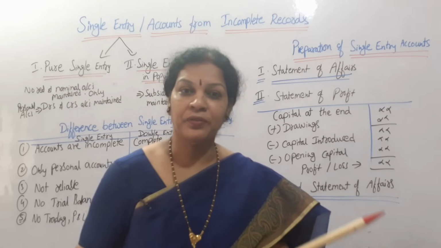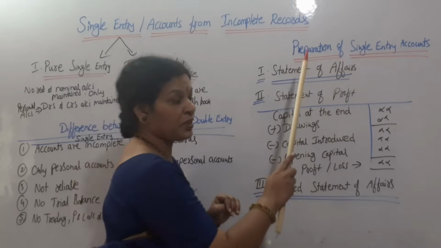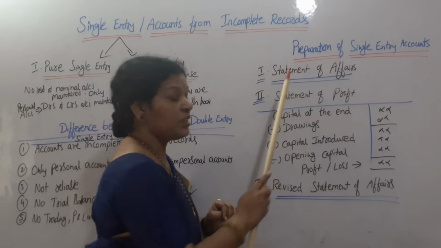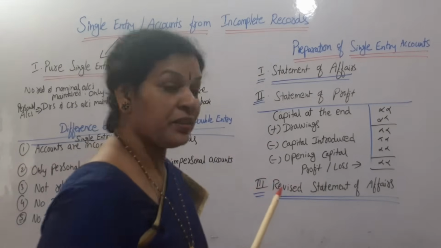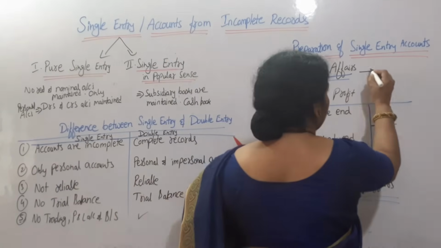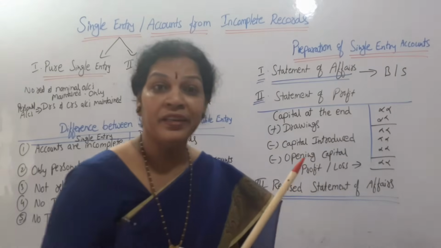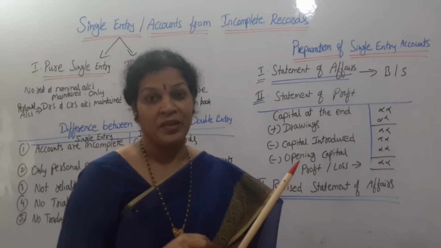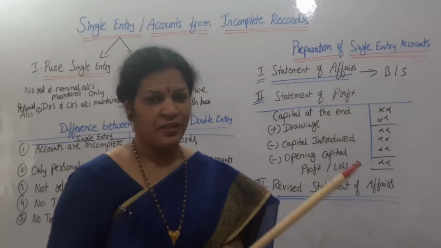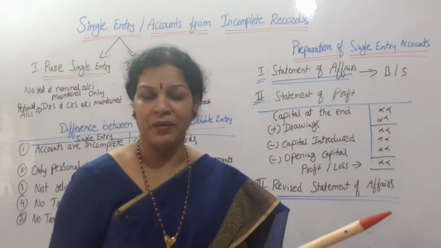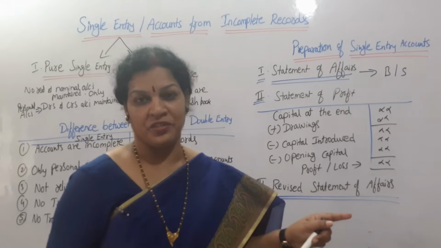The preparation of single entry system is simple. Three steps are there. First one is statement of affairs. What is this statement of affairs? Statement of affairs is nothing but a replacement for the balance sheet. Balance sheet we prepare in double entry system. In place of balance sheet, we are preparing statement of affairs. Name is changed. Rather than a balance sheet, we are saying statement of affairs. It is just like a balance sheet.